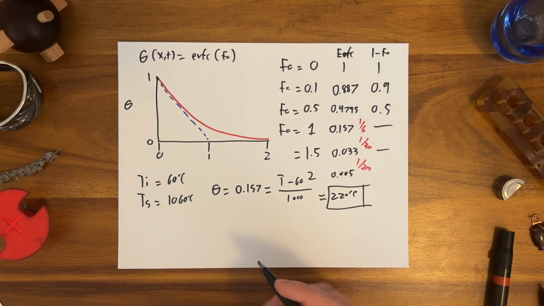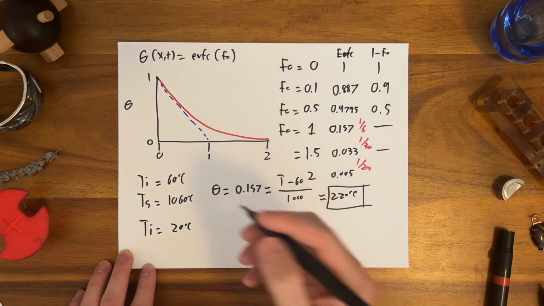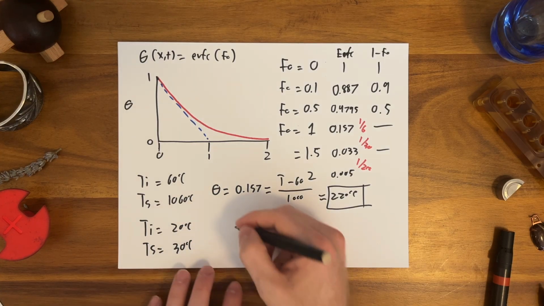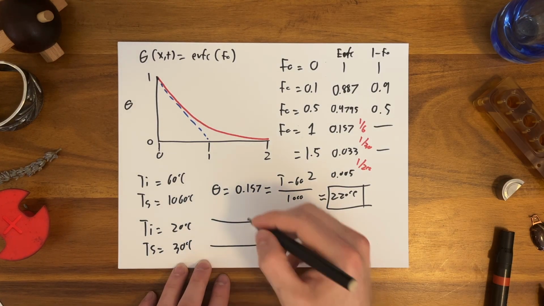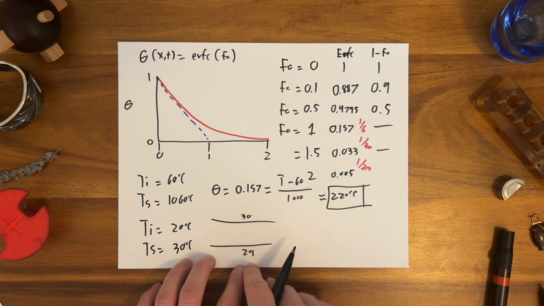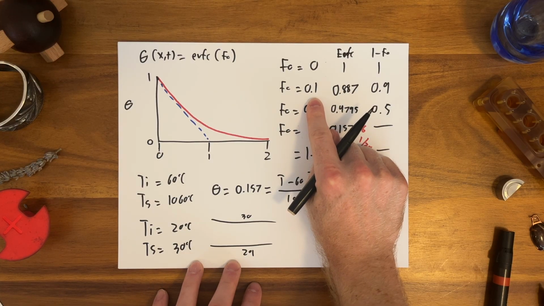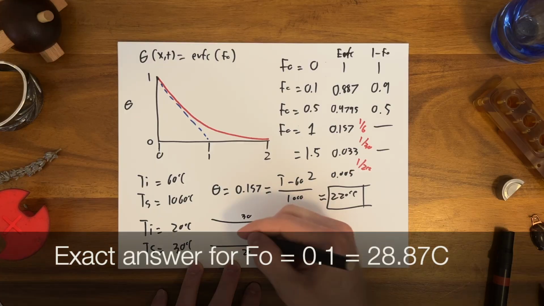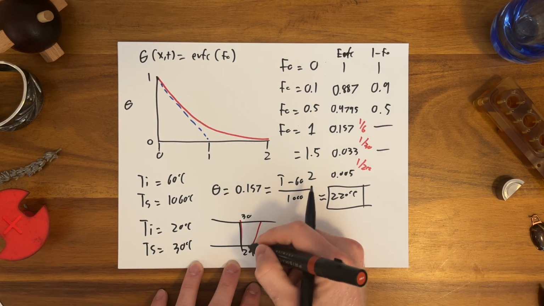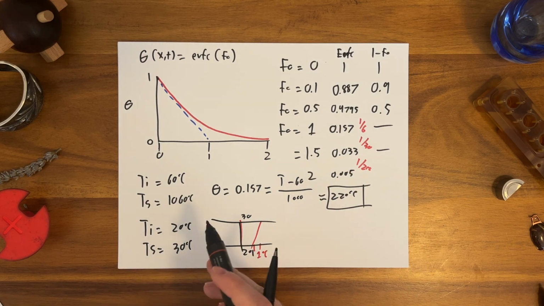Going back to the granite, let's say my T initial was 20 Celsius, and then the surface temperature is going to be 30. And I want to make sure that the top and the bottom of the granite are within 1 Celsius of each other, so 30 and 29. Well, it turns out that basically matches Fourier number of 0.1 because I'm going to get 90% of the way to the final temperature. So that kind of gradient from 30 to 29 is just 1 degree C off, and that corresponds to Fourier number equals 0.1.